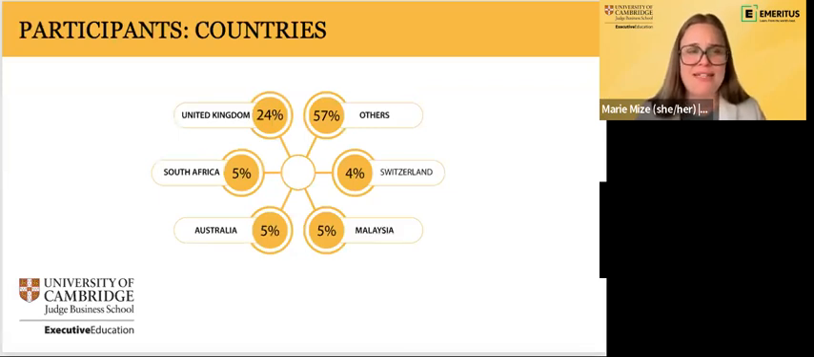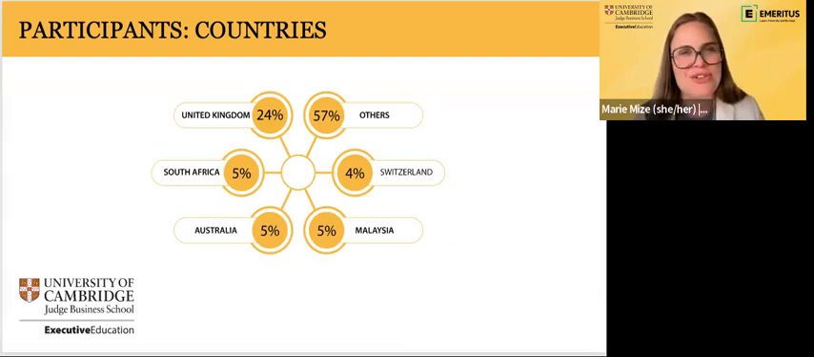You can see here you represent a vast array of countries here, 24% of you from the UK, others represent about 60%, with some of those top countries being South Africa, Switzerland, Malaysia, and Australia.